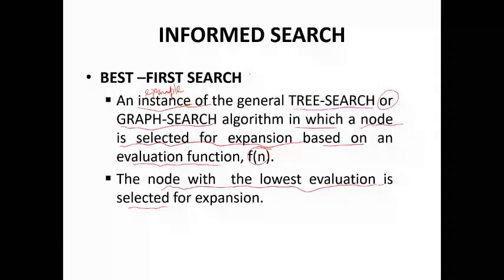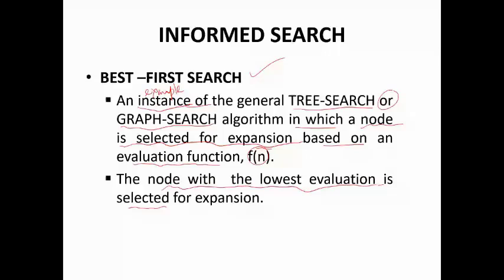So first, the best first search. It is also considered an example of a general tree search algorithm, which we have studied, the tree search or graph search algorithm. In this one, a node is selected for expansion based on an evaluation function, f(n). We will study this function later. The node with the lowest evaluation is selected for expansion.